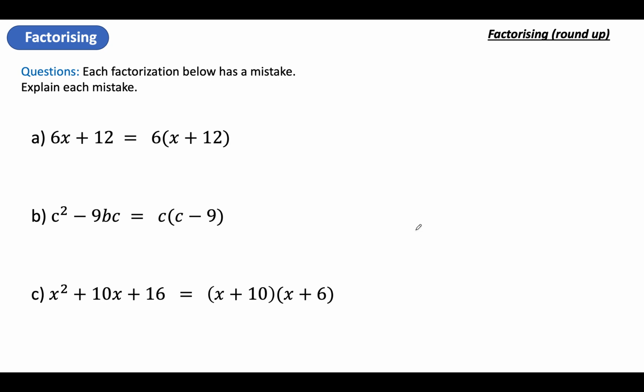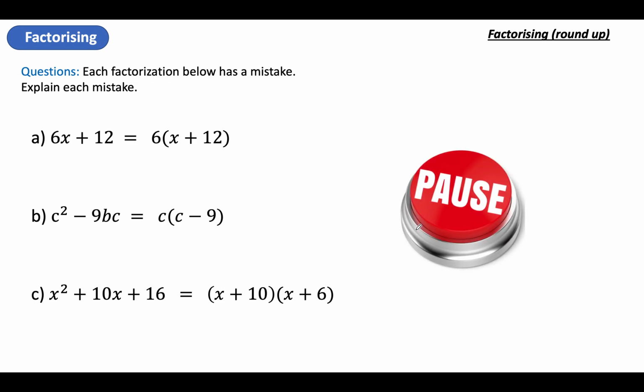Now this, I believe, is the last one. Each factorisation below has a mistake. Please explain what the mistake is on each one. So pause the video. I'd like you to write it down, please. Write it down with pen and paper or pencil. Pause it and then unpause when you're done.